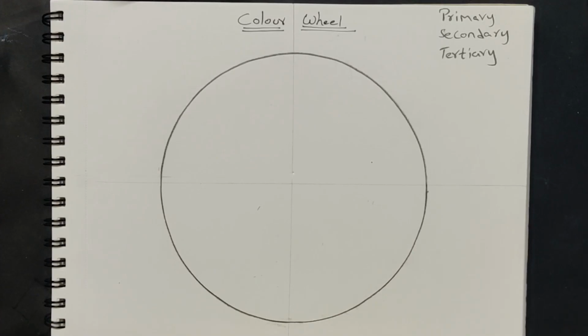Hi, today we are going to learn about colors. What are colors? What is a color wheel? What are the uses of the color wheel, and how will it help us find out the color combinations? It's a very useful tool to find out what the color combinations are.